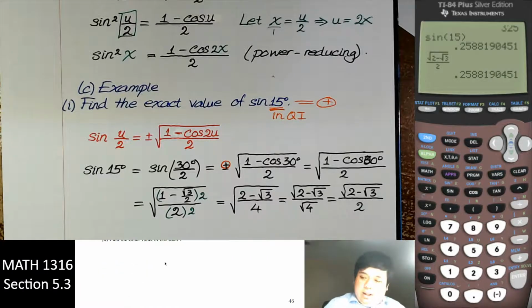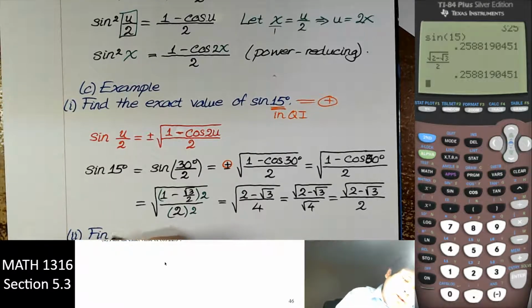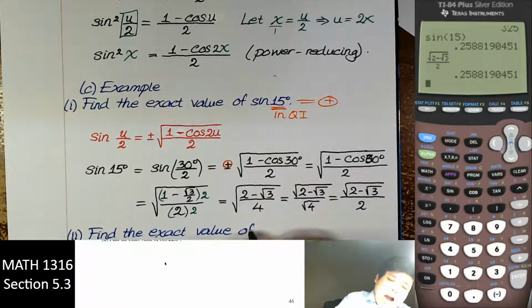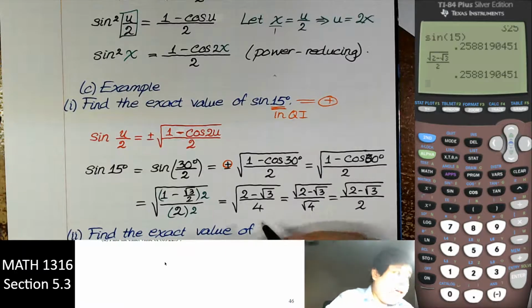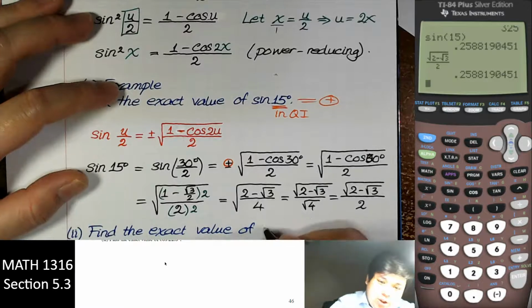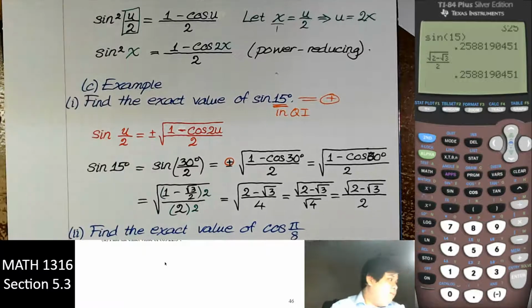Now, next. I'll find the exact values of cosine. I'm going to use the radian instead of 22.5 degrees. I'm using pi over 8.